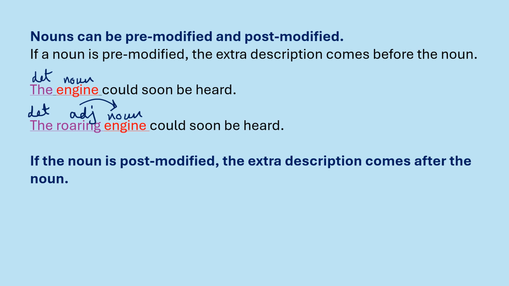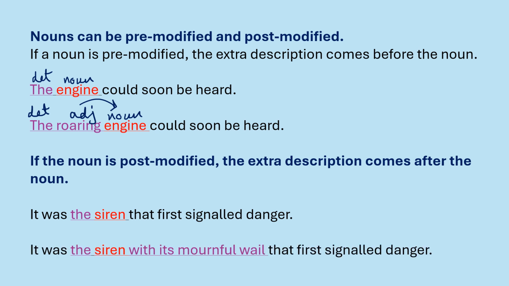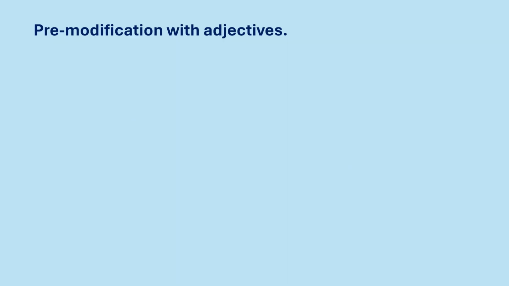And if the noun is post-modified, the description comes after the noun. So it was the siren that first signalled danger. After that noun, siren, there's my noun. And I've got a prepositional phrase there to modify that siren, to change it, to adapt it, to give extra detail. So for the purposes of this set of slides, we're going to have a look at pre-modification with adjectives. We're going to look at how those adjectives can be used as a bit of post-modification, and we're also going to look at prepositional phrases.